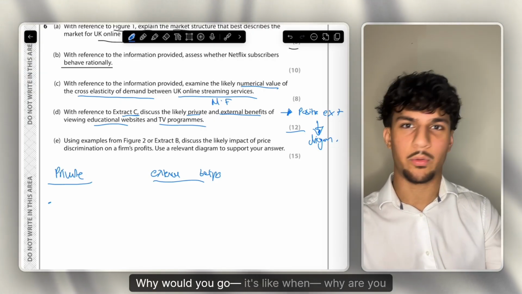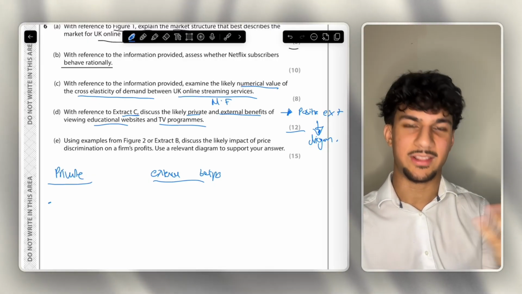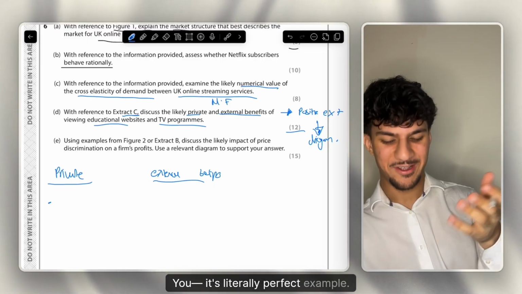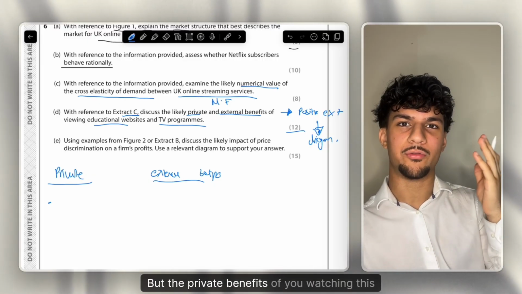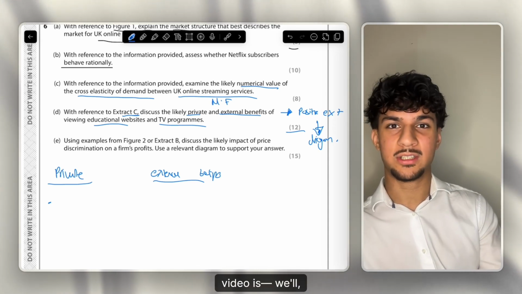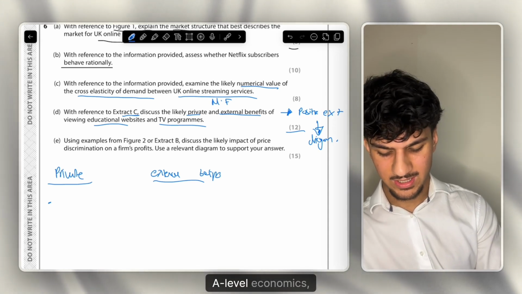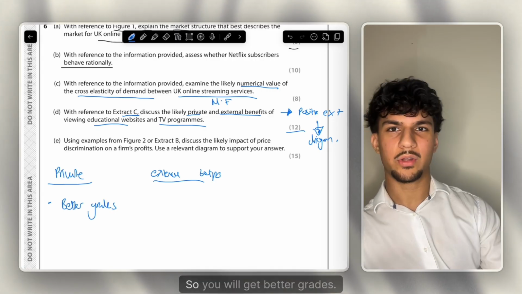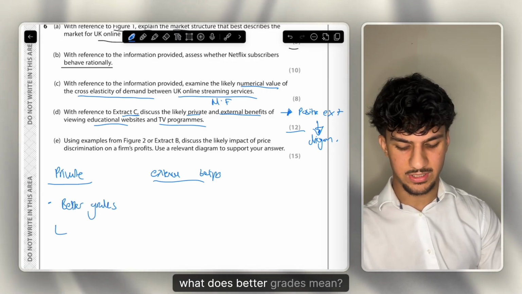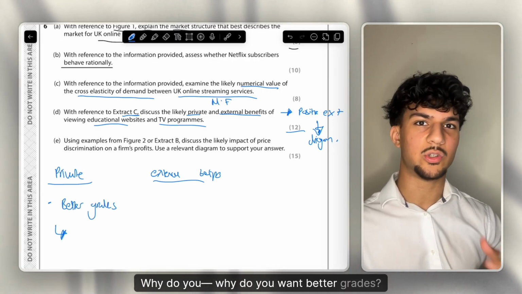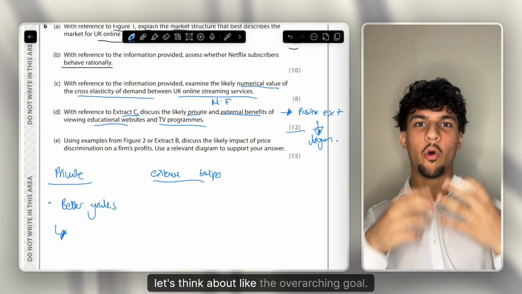Why are you watching this video? It's literally a perfect example. The private benefit of you watching this video is, we'll say in terms of A-Level Economics, you will get better grades. So you will get better grades. What does better grades mean? Why do you want better grades? Ultimately, let's think about the overarching goal.